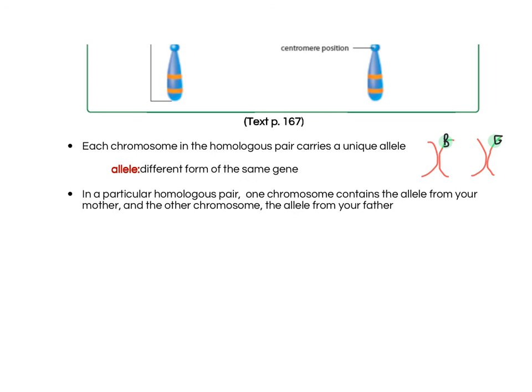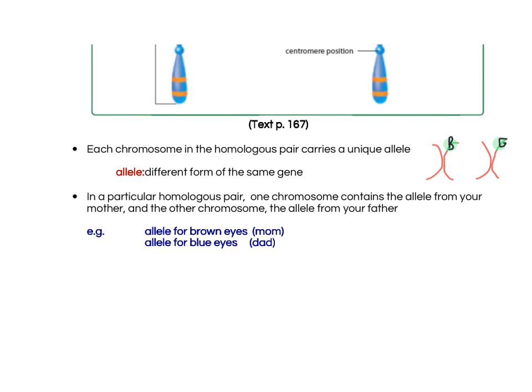Okay, so in a homologous pair, one chromosome is going to contain the allele from your mother, and the other chromosome is going to contain the allele from your father. That's all we mean when we say allele. Okay, so the allele for brown eyes, oh, see, now I've switched it, so let's cross that out and say, instead, let's say green eyes might be for mom, and dad might have the allele for blue eyes, and that's just one example.